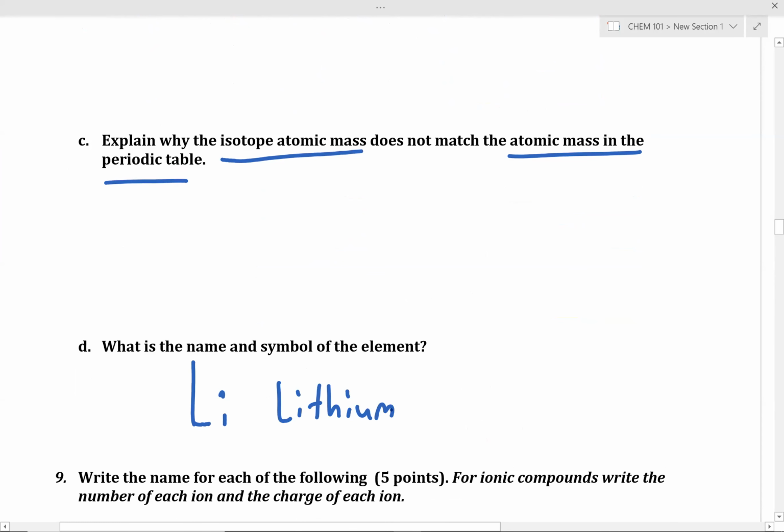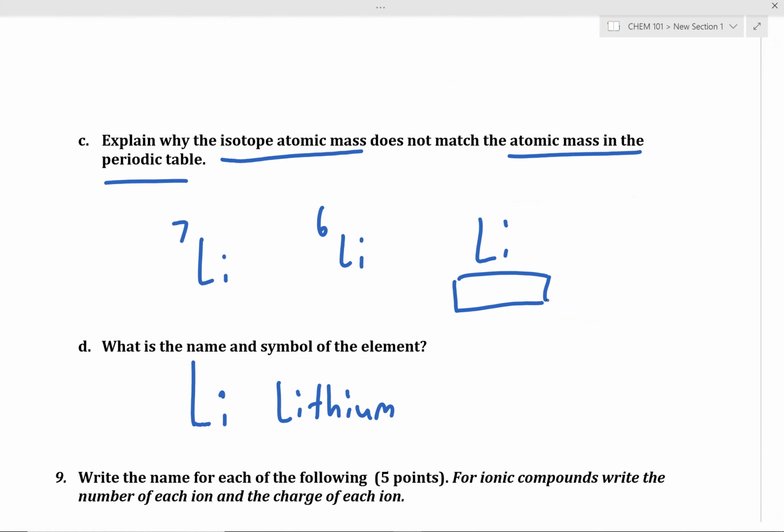Now, let's get to the meat of this question. Why do the masses of these isotopes, lithium-6 and lithium-7, not match the average atomic mass found in the periodic table for lithium? Fundamentally, what is the mass reported in the periodic table for lithium? It's the average, exactly. So this atomic mass here is a weighted average of all isotopes.